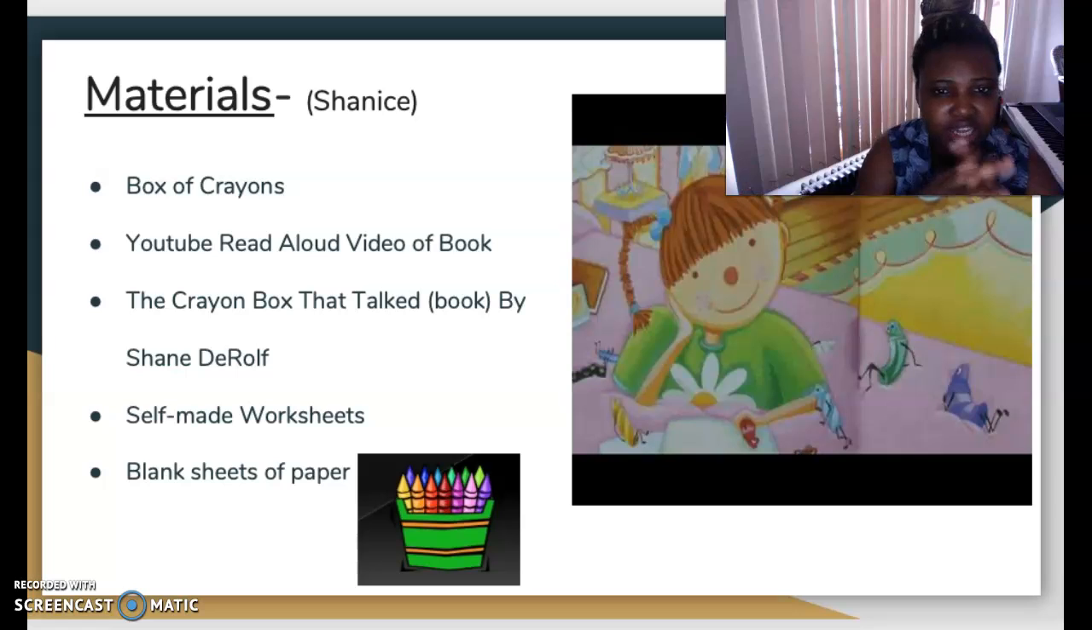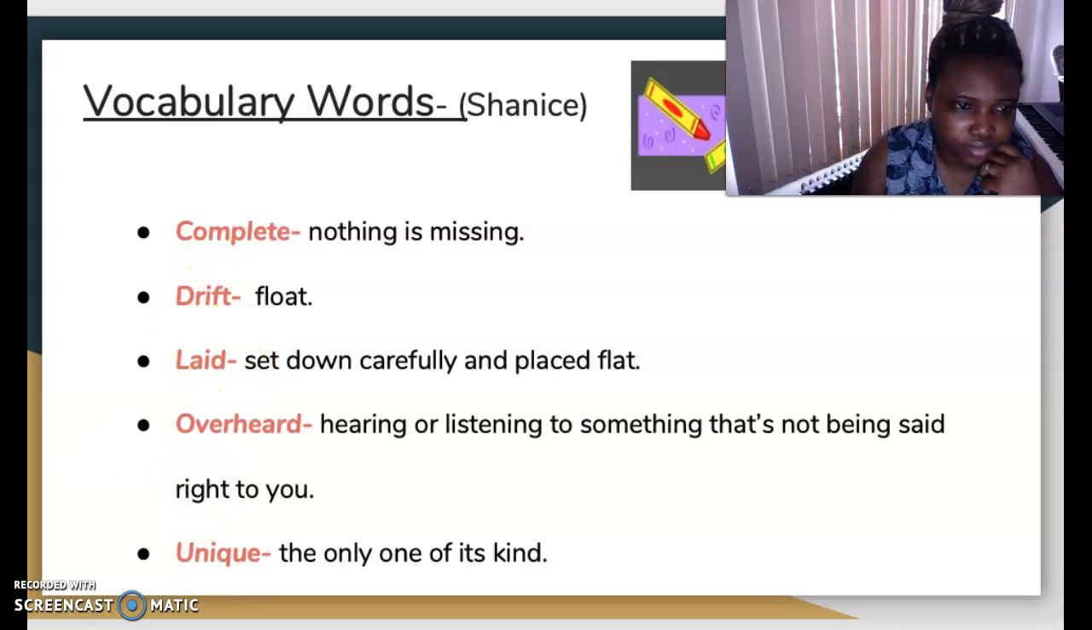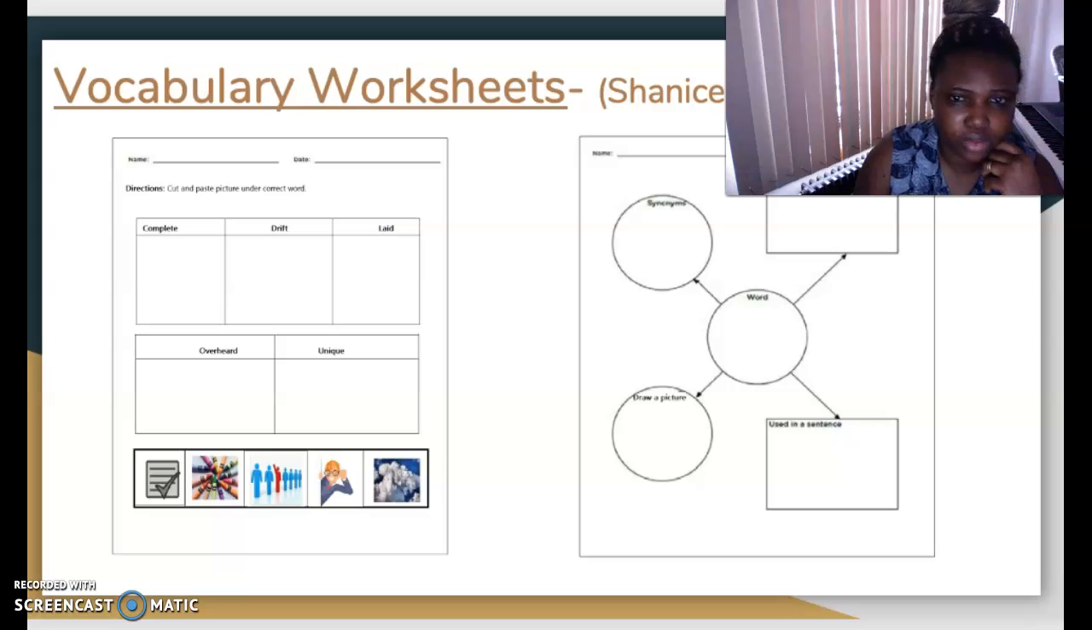And we have materials. These are the materials that we need for the lesson. We'll be using a Read Aloud YouTube video, the book itself, some worksheets, and the rest of them. And here we have vocabulary words. These are the words that we expect them to know at the end of the lesson, and they will be focusing on these words. And we have the vocabulary worksheet that they will need for the vocabulary words.